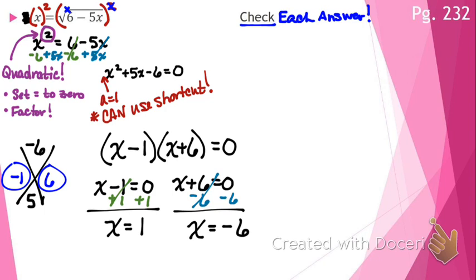So it's x equals the square root of 6 minus 5x. Guys, please put your phones down for me.